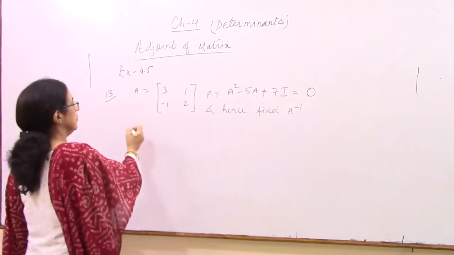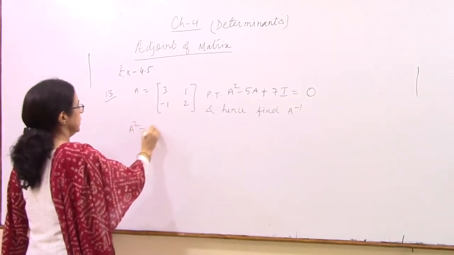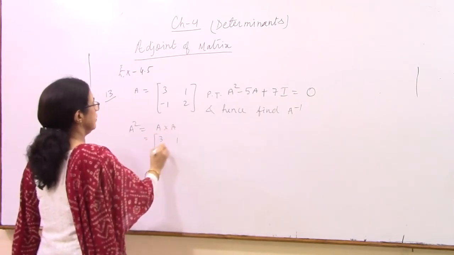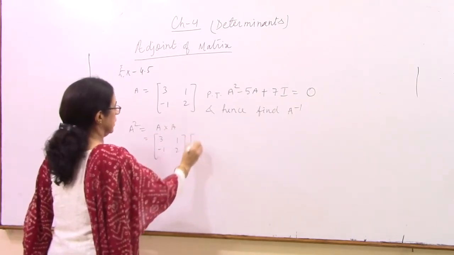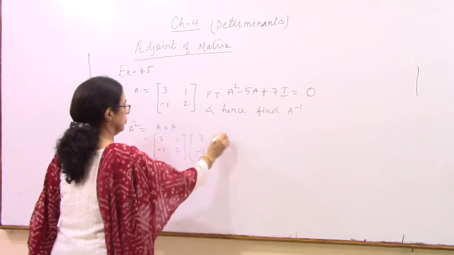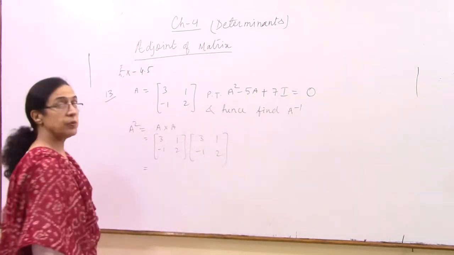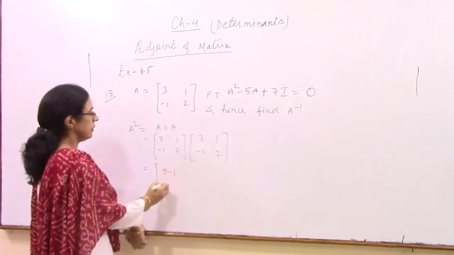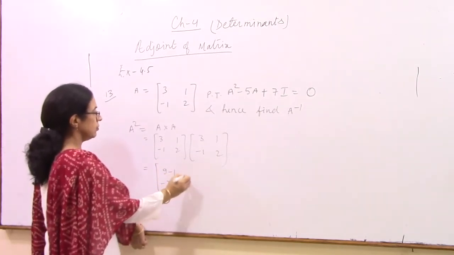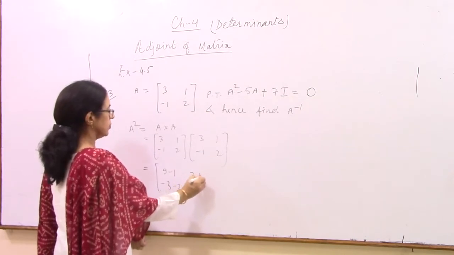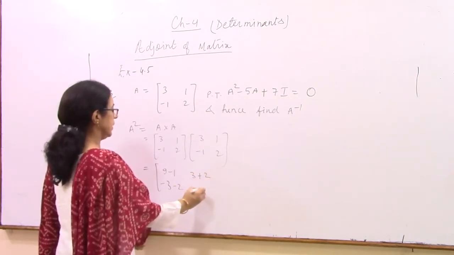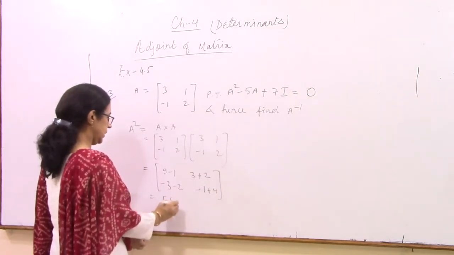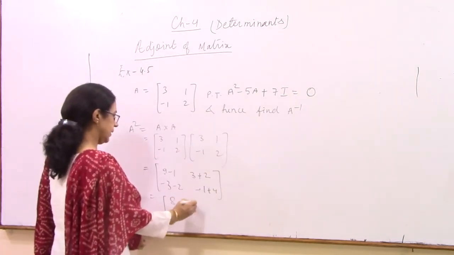So, first find A square. A square equal to A into A. So [3, -1; 1, 2] times [3, -1; 1, 2]. Multiplying these two matrices, we have 9 minus 1, minus 3 minus 2, then 3 plus 2 and minus 1 plus 4. That is equal to [8, -5; 5, 3].